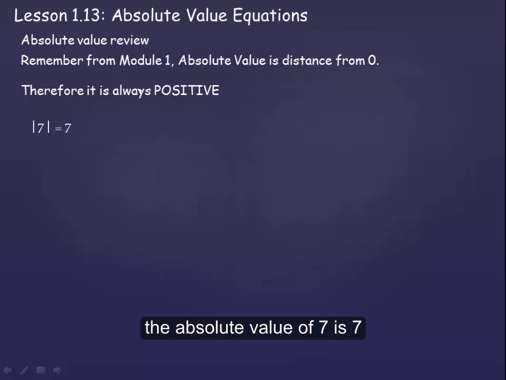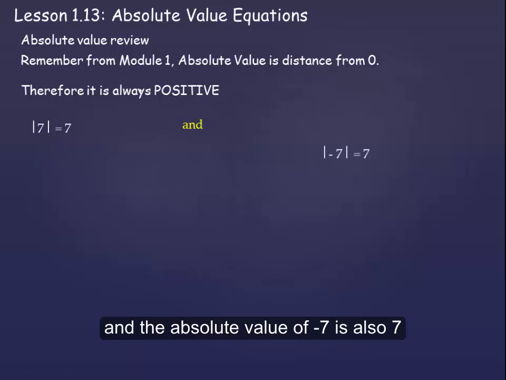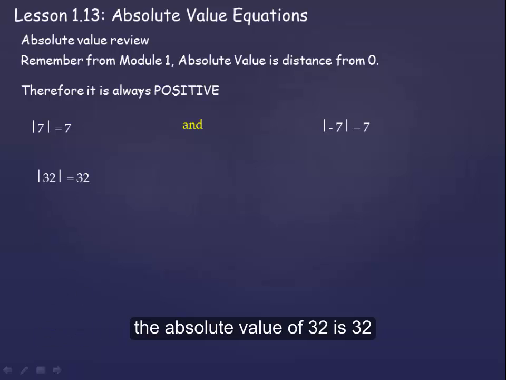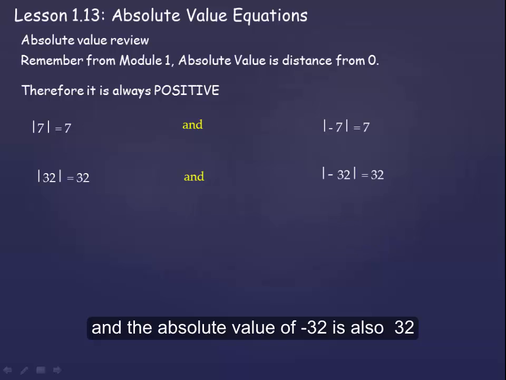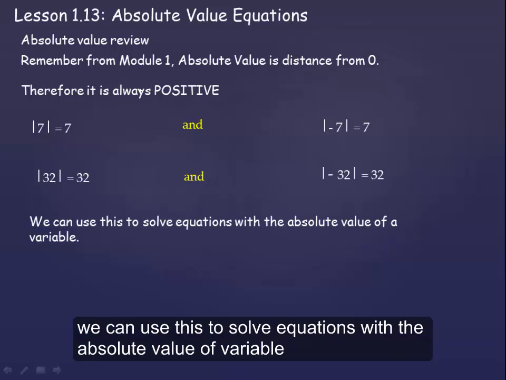The absolute value of 7 is 7, and the absolute value of negative 7 is also 7. The absolute value of 32 is 32, and the absolute value of negative 32 is also 32. We can use this to solve equations with the absolute value of a variable.